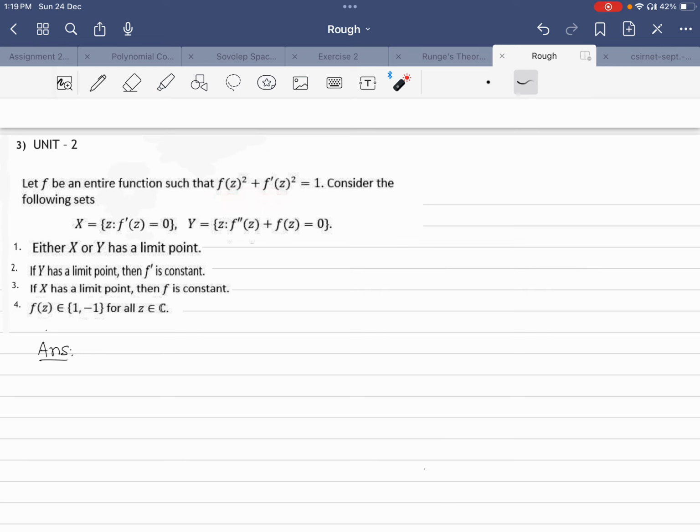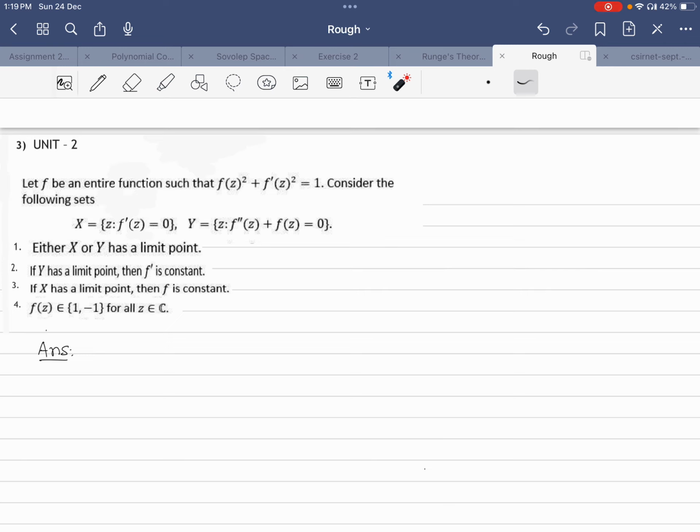1, consider the following sets. X is those z such that f prime z equals 0, and Y is those z such that f double prime z plus f z equals 0. Okay. So these are the options. That is a question from unit 2. So that is an MSQ question.